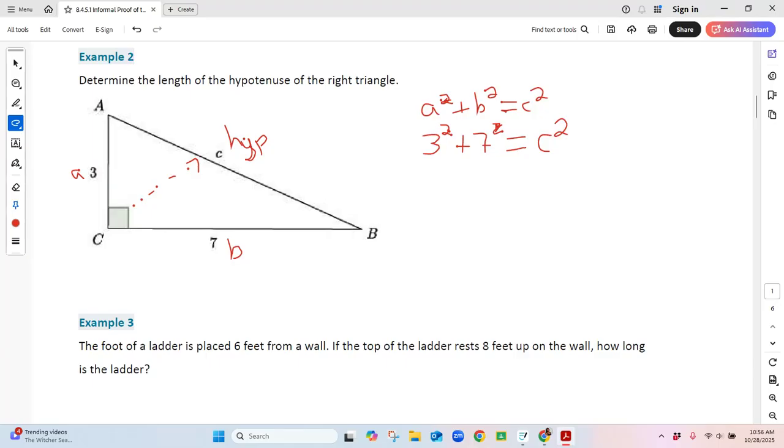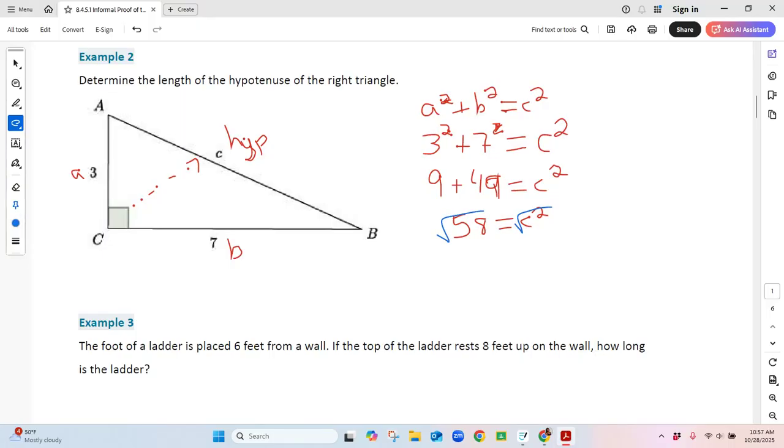Okay, now I'm going to solve. 3 to the second power is 9. 7 to the second power is 49. I think I just have to write a bit bigger. And C squared is still C squared. 49 plus 9 is 58. And then, just like before, in order to undo, or the reciprocal of, something raised to the second power is to take the square root of it.